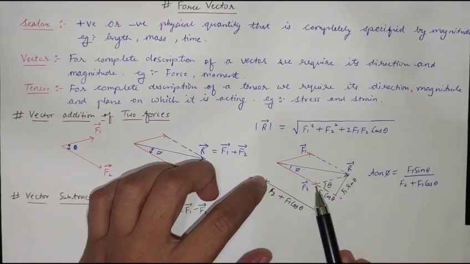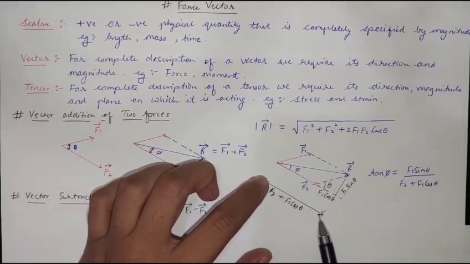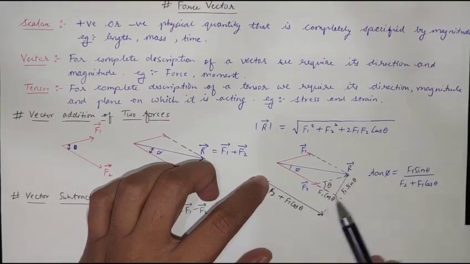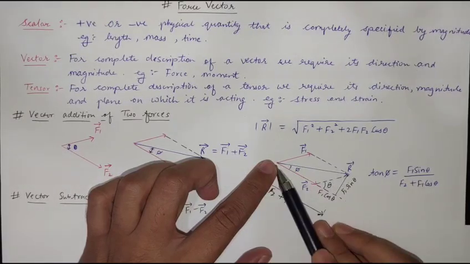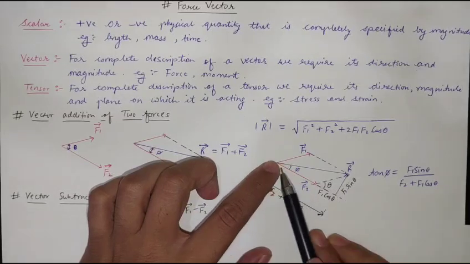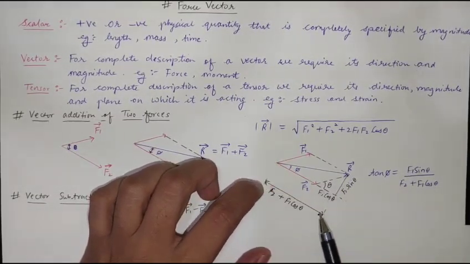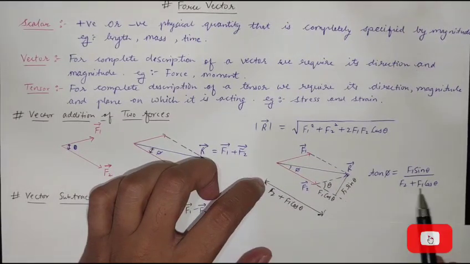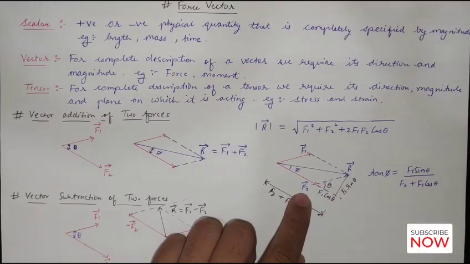Here both these vectors are parallel, that's why we can directly add. So this length is F2 plus F1 cos theta, and this is F1 sin theta. By this triangle we can get this angle phi, which is tan phi, opposite upon adjacent. The opposite is F1 sin theta, and the adjacent is this total length, which is F2 plus F1 cos theta. So this is how we can find the angle between the resultant vector and any of the forces.